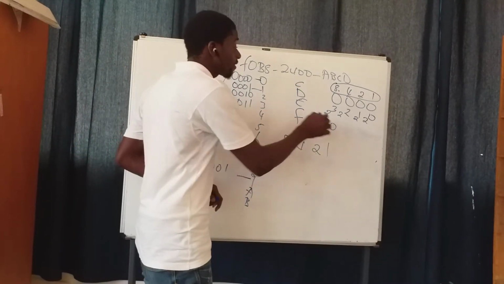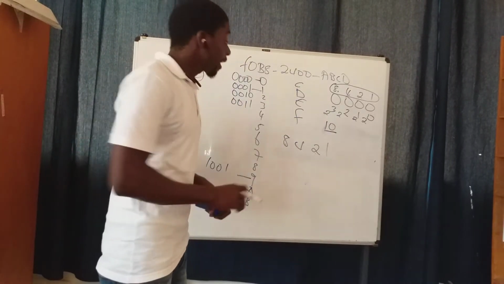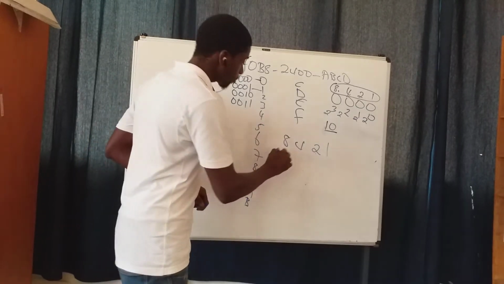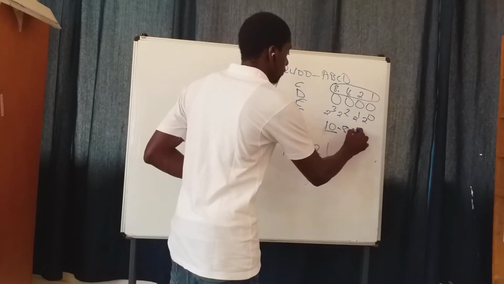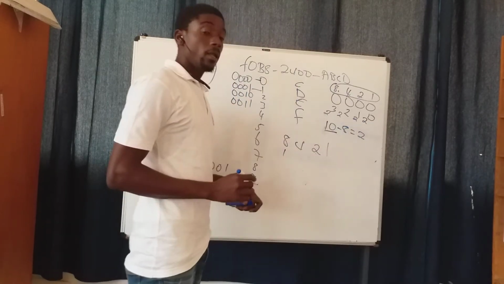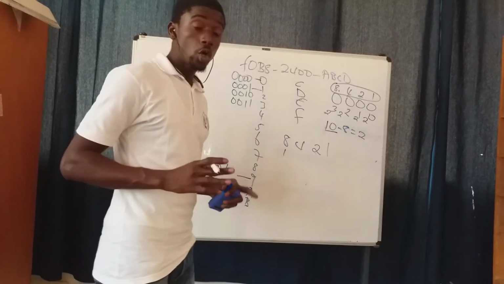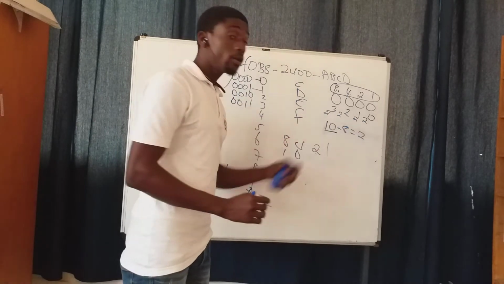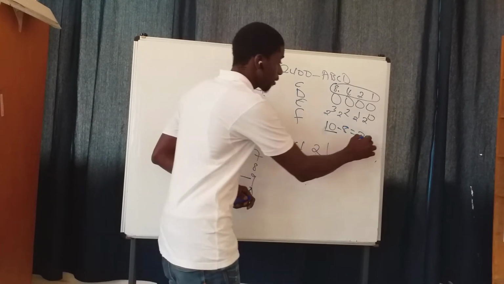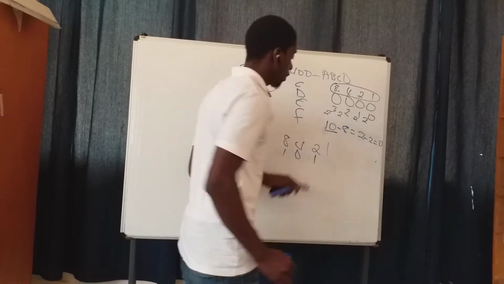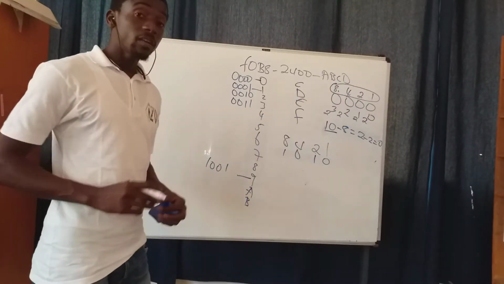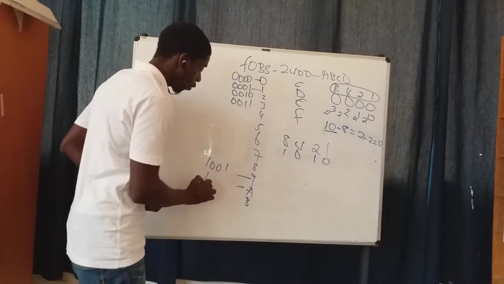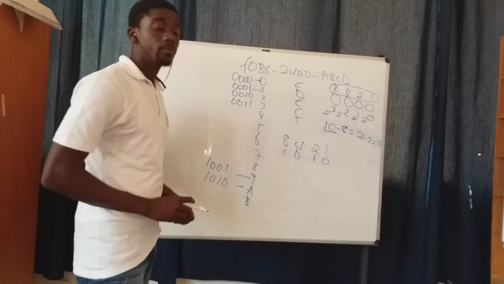So therefore, we'll say that 10 that represents the A, can 8 go into 10? Yes. 8 goes. Subtracted from 10, I'm left with 2. Can 4 go into the remainder of 2? No. Can 2 go into 2? Yes. Remainder, so I'll say 2 minus 2 equals 0. Can 1 go into 0? No. So therefore I have a 0. So the binary representation of A is 1 0 1 0.